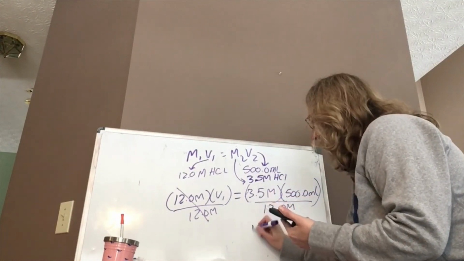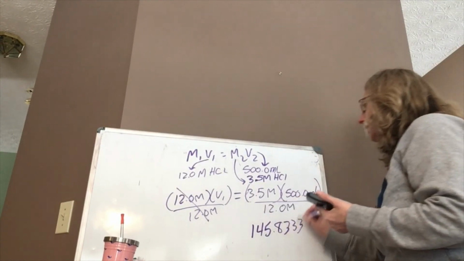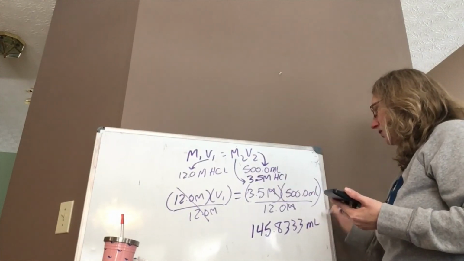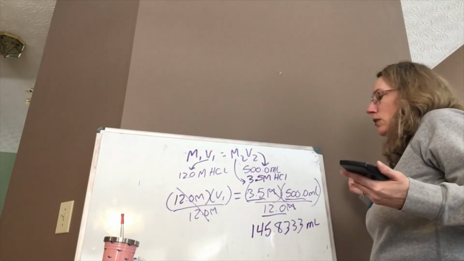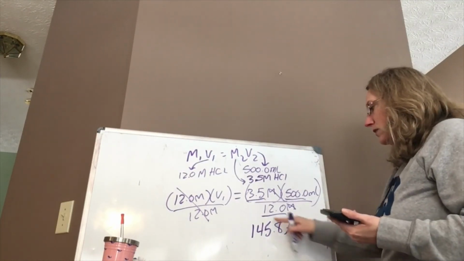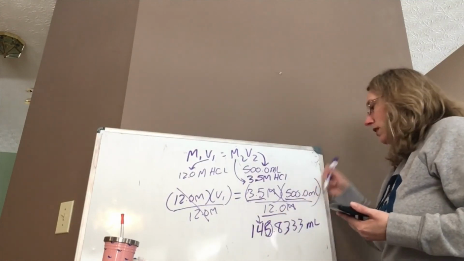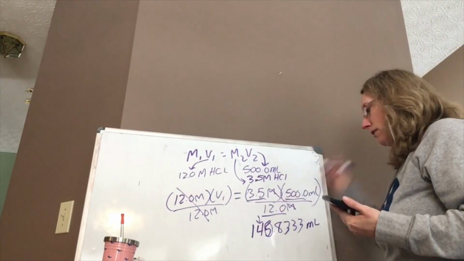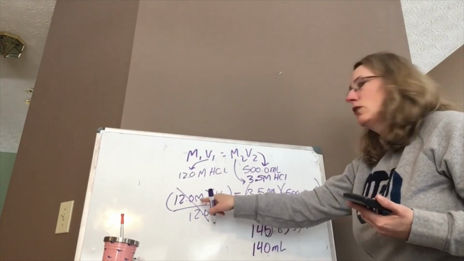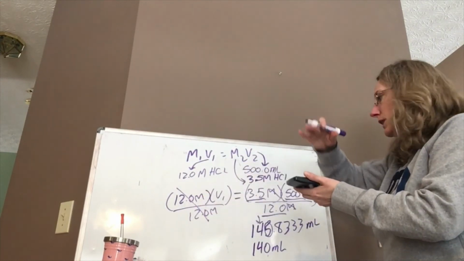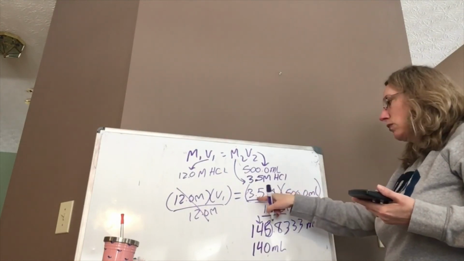You should use 145.8333. These molars cancel out. This is milliliters, but this is only 2 significant digits. This is 4, this is 3. That means I only get 2. So I have to round this to 2 significant digits. So I look at this number. If it's 4 or less, I round down. If it's 5 or more, I round up. So 150. I take 150 milliliters of the strong solution, fill into a beaker, add water to fill up to 500, and then I will have a 3.5 molar solution.